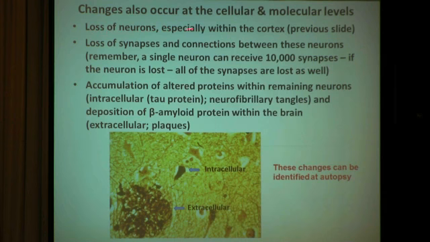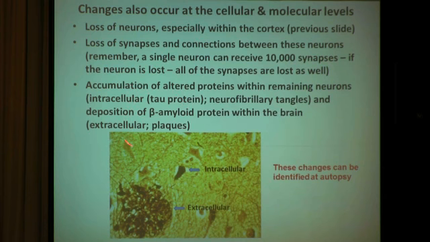So we've already seen loss of neurons within the cortex. That's why the brain looks so much smaller, because the cortex is so much smaller. Okay, that's obvious. But now, loss of synapses and the connections between those neurons. A single neuron can receive 10,000 synapses. If that one neuron dies, you lose all the connections that neuron had with everybody else. You lose all the synapses that that neuron had. So it's estimated that people with Alzheimer's are losing hundreds of thousands of synapses a day. A day. And when they're gone, they're gone. Okay, so that's important.